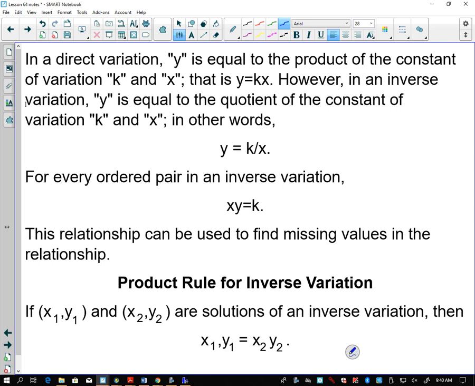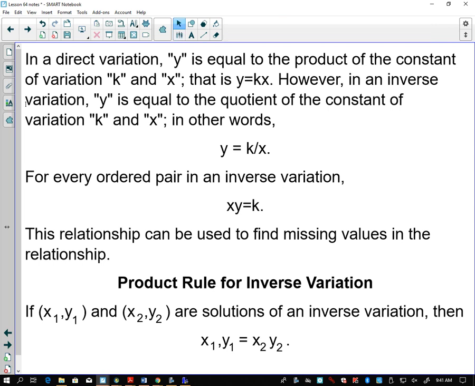Okay? So we have a product rule for inverse variation, meaning that if I have coordinate x1, y1, and coordinate x2, y2, which are just two separate coordinates, the solution of an inverse variation would be x1 y1 equals x2 y2. Okay, you see this rule show up on page 419 in your book.